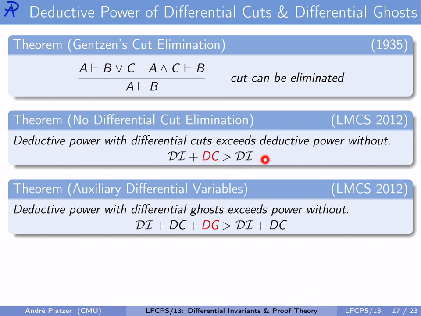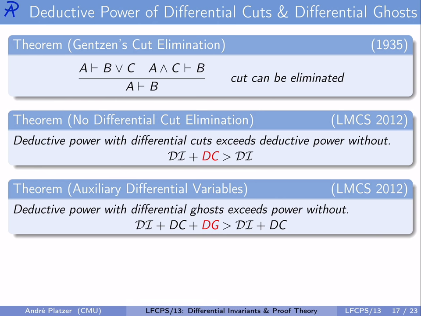And in fact, the same theorem is also true for differential ghosts. Even if you allow differential invariants and differential cuts, if in addition you allow differential ghosts, the deductive power exceeds the power without it. So there are some questions where you really need to use differential ghosts in order to be able to prove it. In fact, differential ghosts are shockingly powerful. For example, they can prove all equational invariants of polynomial differential equation systems.